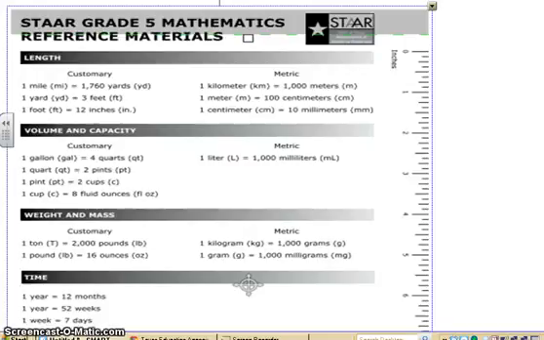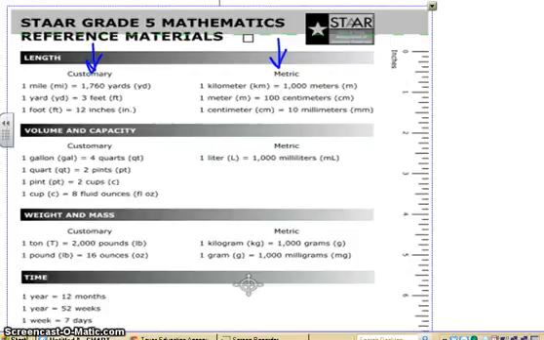You will be given this for every test, every assignment. You'll be given this on the STAAR. You'll always have this mathematics chart to refer to. It is important to memorize these too because you will be using these conversions for the rest of your life. But you notice that on this side we have customary units, and on the right side we have metric units.